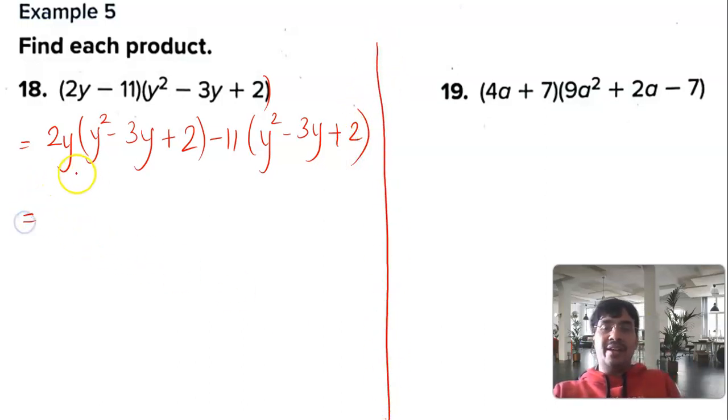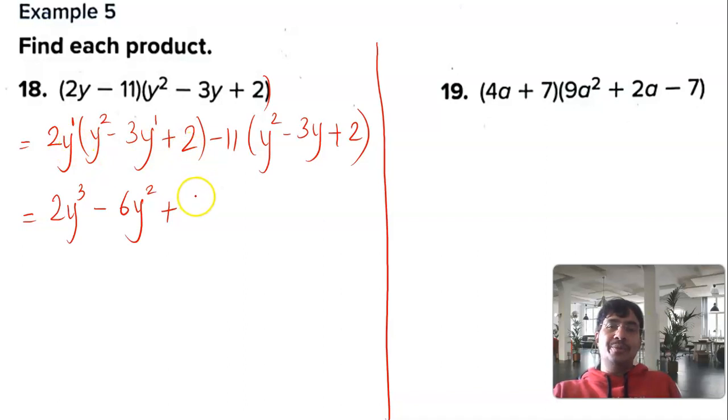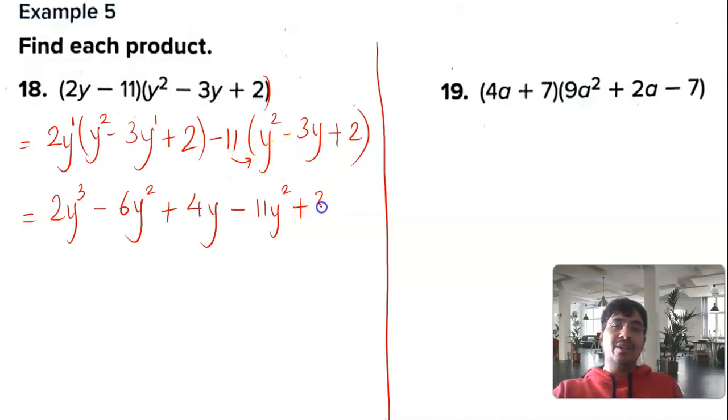So when you open this bracket and use the distributive law, it will be 2y cubed, because this is 1 and 2, 1 plus 2 is 3, minus 6y squared, plus 2y times 2, 4y. The first expression is done. Minus the second expression, 11y squared, plus 11 times 3, 33y, minus 22.